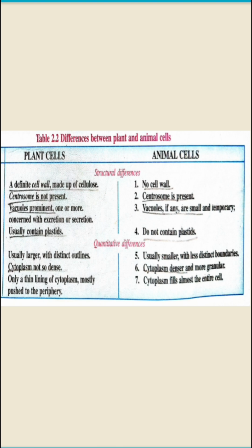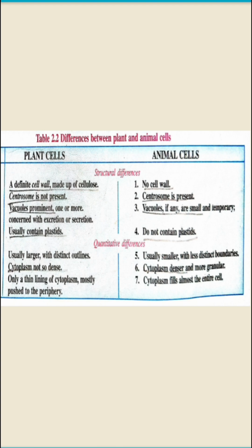Now coming to the differences, in case of plant cell, a cell wall is present which is made out of cellulose, and in animal cell there is no cell wall. In plant cells there is no centrosome, like I already said to you above. In animal cells the centrosome is present. In plant cells the vacuoles are quite prominent and large, but in animal cells the vacuoles, if any, are very inconspicuous and temporary, only necessary when requirement is there, otherwise it is not present. Plant cells contain plastids, like we discussed. Animal cells do not have plastids.